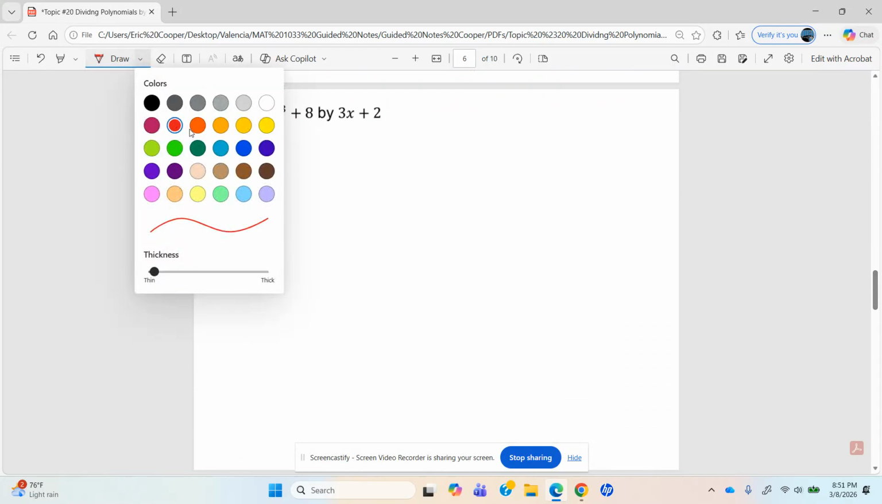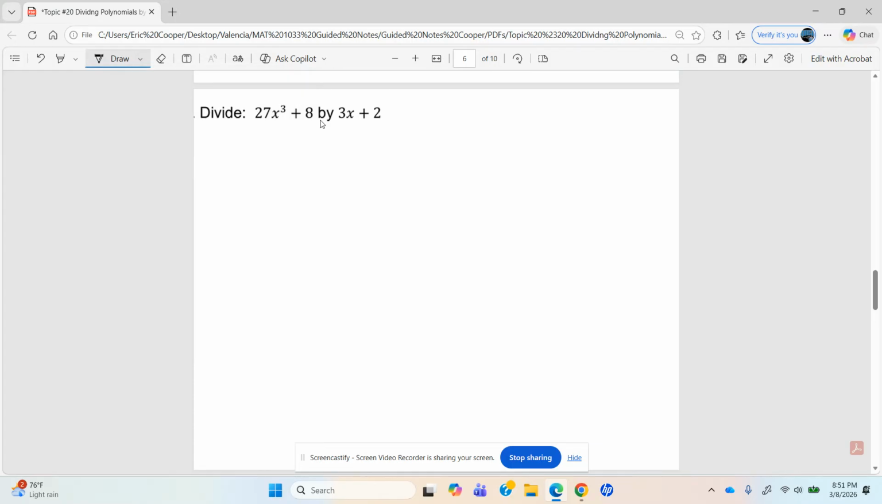Let's do the same for this next problem. Now, I want you to look at this polynomial here. This is 27x cubed plus 8. You're looking at it probably a little bit funny because it goes from an x cubed and then it goes to an 8. It's really kind of missing an x squared or an x on the inside.